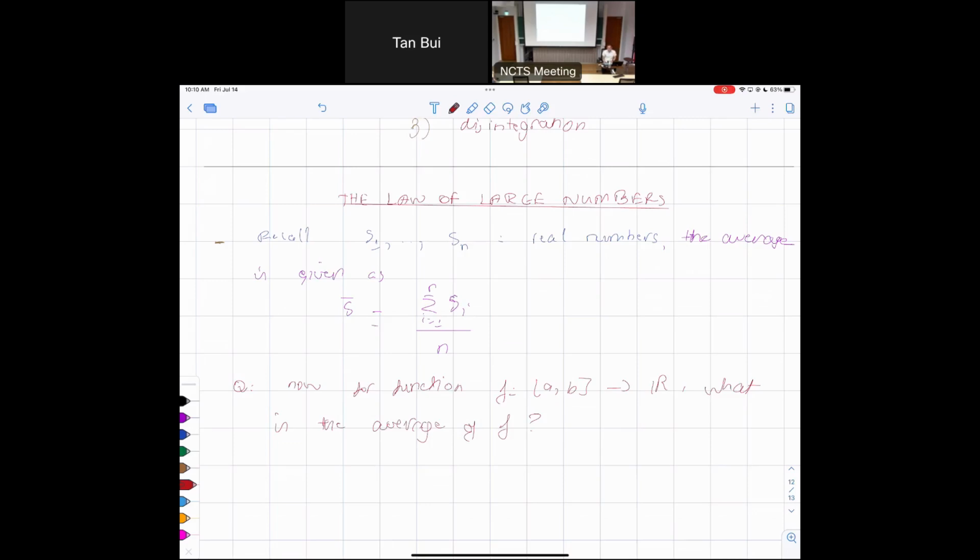What is the average of f? How would you define an average of a function? And by the way, a function is nothing more than this. You see that the sequence that I showed you is by itself a function. It takes natural numbers 1, 2, 3 and returns numbers.